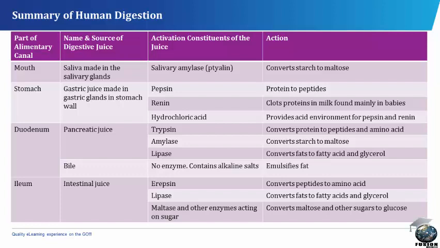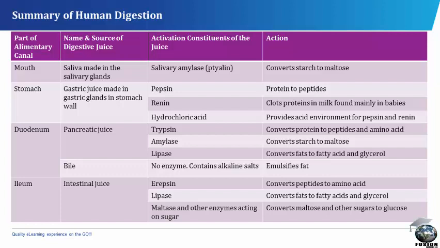And the action it takes include: 1. Protein is converted to peptides. It clots protein in milk, which is found mainly in babies. It provides acid environment for pepsin and renin. In the duodenum, the pancreatic juice and the bile is produced. The activation constituents of the juice are the trypsin, the amylase, and the lipase. The bile produces no enzyme as it contains alkaline salt.